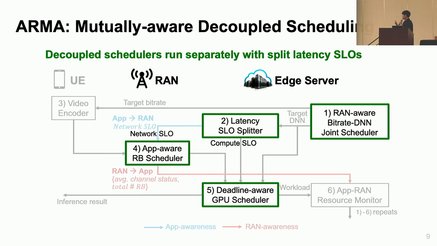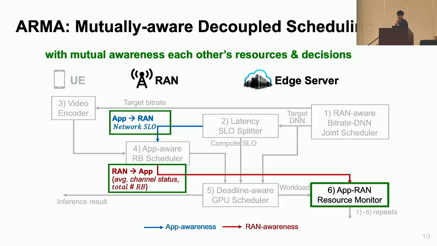To tackle the split operator problems, we design decoupled app RAN schedulers that run separately on each app and RAN stages, but they split the end-to-end latency SLO to network and compute stages and allocate their own resources to follow their own SLOs, thus guaranteeing the end-to-end latency in a global manner. And as opposed to prior works where each scheduler runs in a mutually agnostic manner, we enable a mutual awareness for accurate resource estimation and allocation.